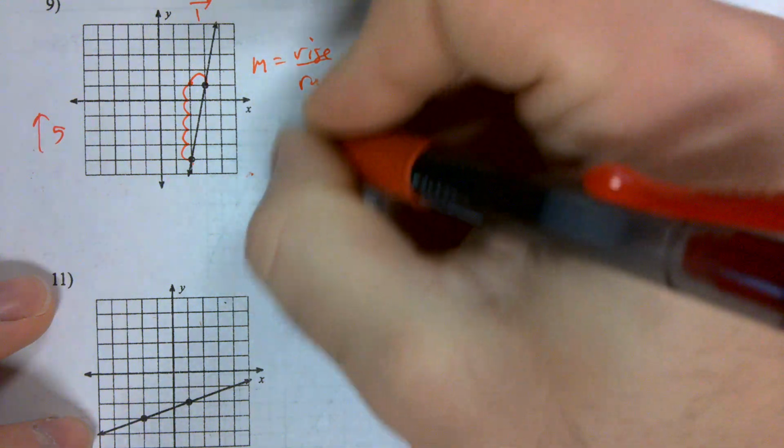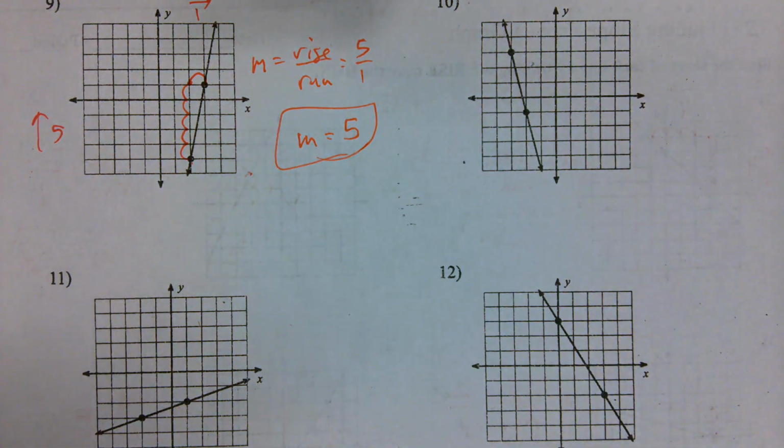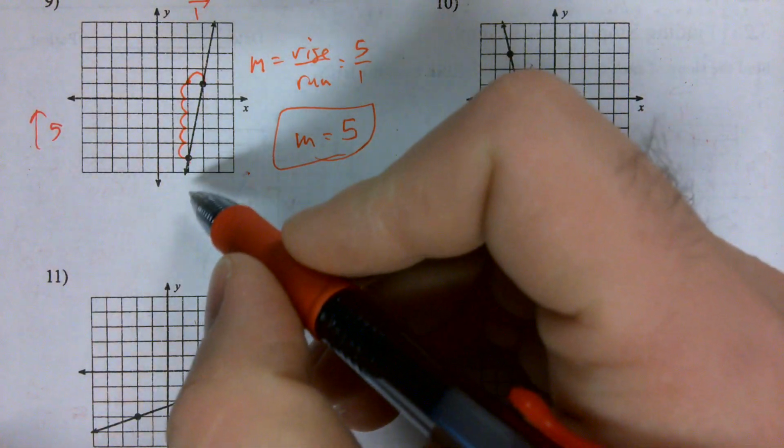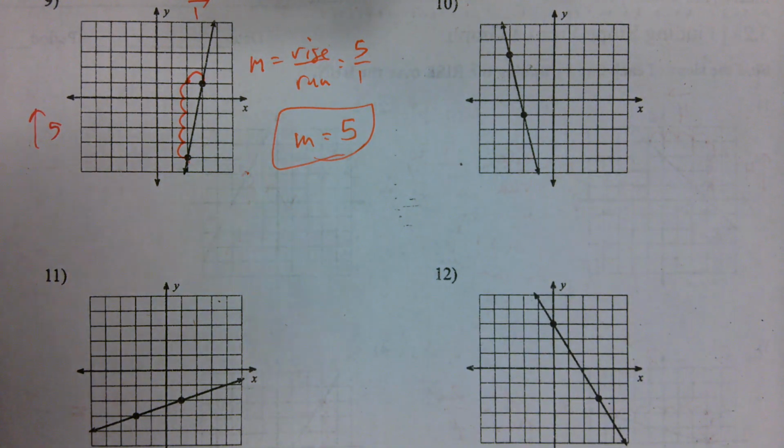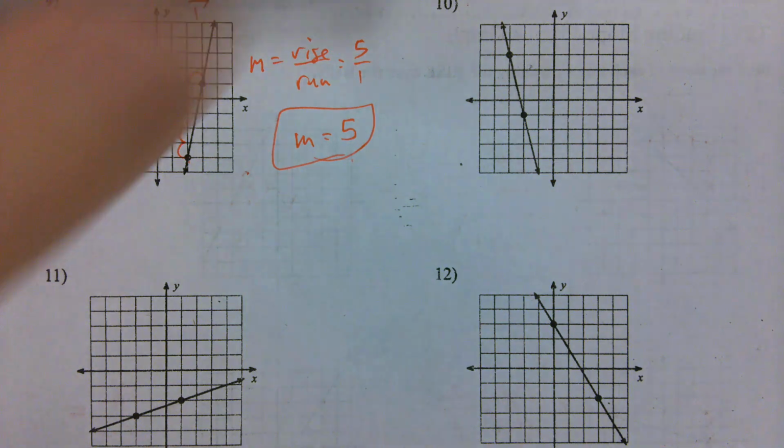Like we just said, if I've got a 1 in my denominator, I don't need it there. 5 is my answer. And we can see this is a very, very steep line. It's getting closer and closer to vertical. That means we're going to have a large slope like 5.